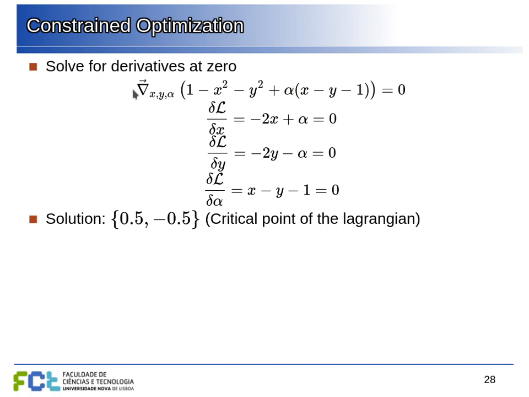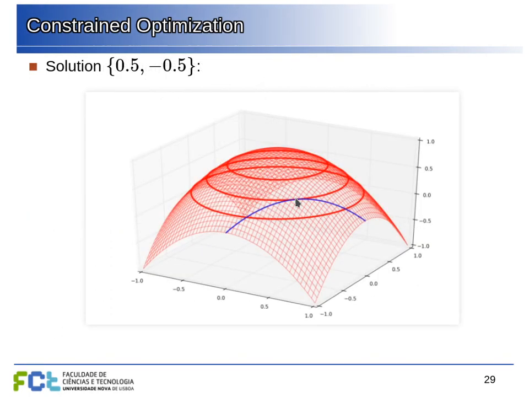We want the derivative of this expression to be 0, so now we can compute the derivative of the Lagrangian with respect to x, to y, and to alpha, and now we can solve these equations to get the values of x and y that match this expression equals 0, this one equals 0, and this one equals 0. So this value, 0.5 in x and minus 0.5 in y, would be a critical point of the Lagrangian, which would be a candidate for finding the maximum.